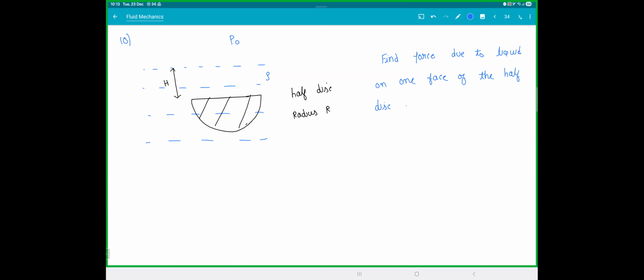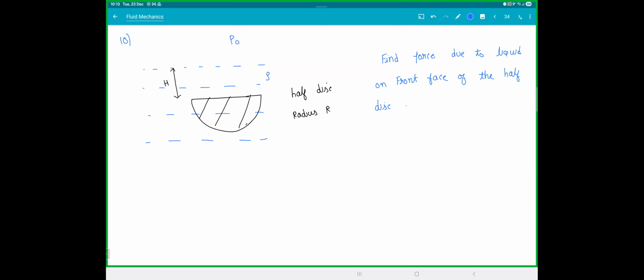Are you clear what I'm asking? It's like if my phone is my disk and as you immerse it, the liquid is pushing from the front and the liquid is also pushing from the back. Net force is 0. I don't want that. I just want the force due to one side. How much force is the liquid exerting on one face of the half disk? Or if that is confusing, I'll just write front face. Better.